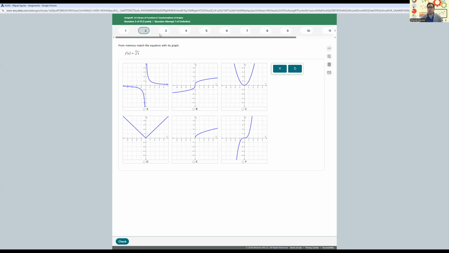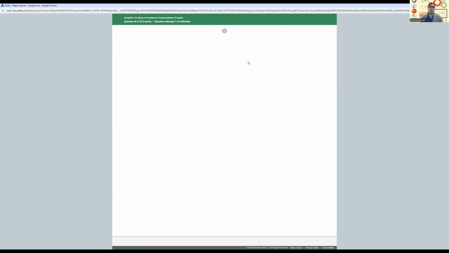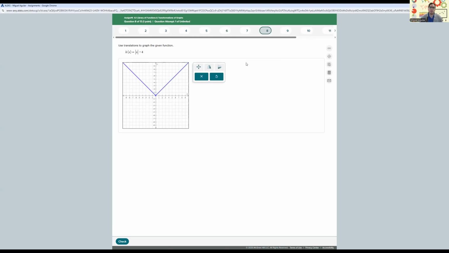And the first several of these questions are going to ask you to match from memory, but essentially what you're trying to do is become more familiar, or build some familiarity, with what these graphs look like. Okay, so that's going to take you through, I think, the first 7 of these homework problems, where you're just going to be matching the equation to its graph. Okay, and then once you get familiar with those, we're really going to want to go back into the modules, because now it says for question number 8, use translations to graph the given function.